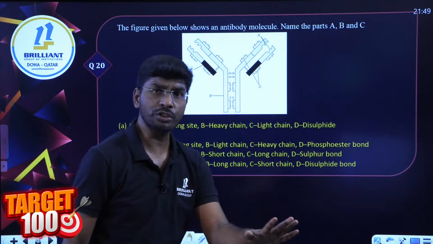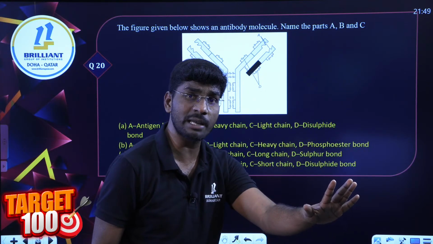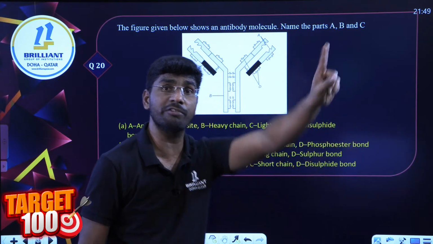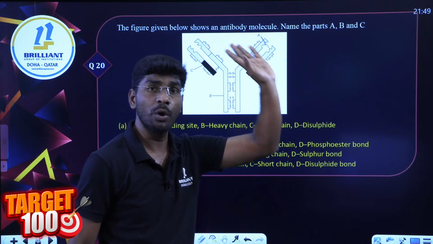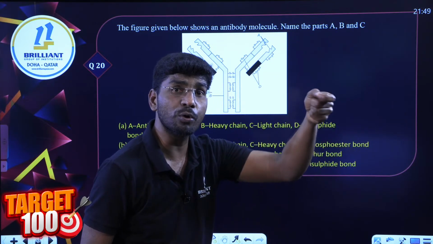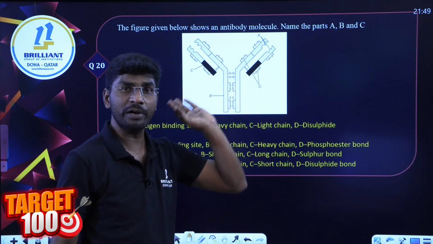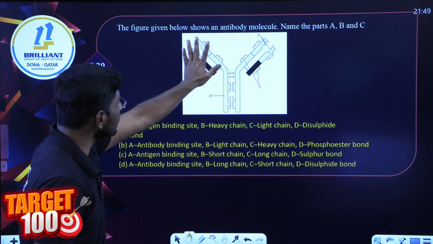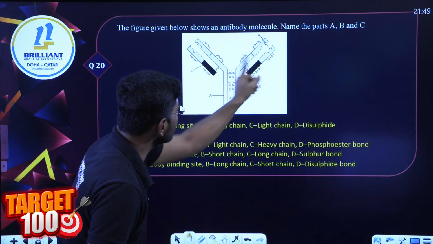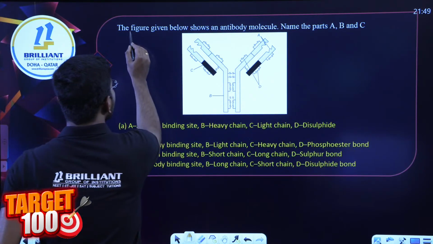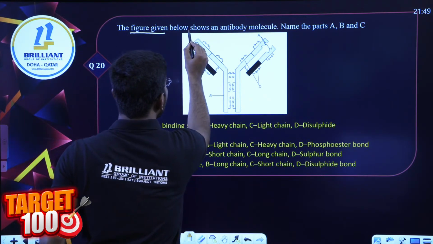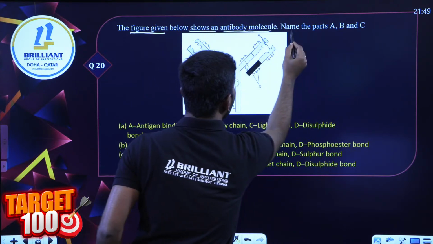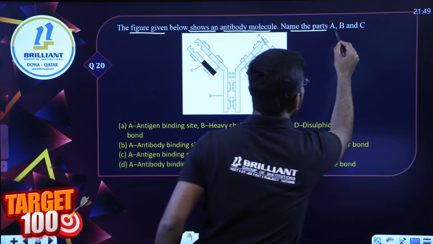I know this question has been repeated many times in school examinations. This is very, very important from the Human Health and Disease chapter. What is this? Immunoglobulin structure. Can any one of you find the right answer? Immunoglobulin structure is this, an antibody, with heavy chains, light chains, and disulfide bonds. The figure given below shows an antibody molecule. Name the parts A, B, C.